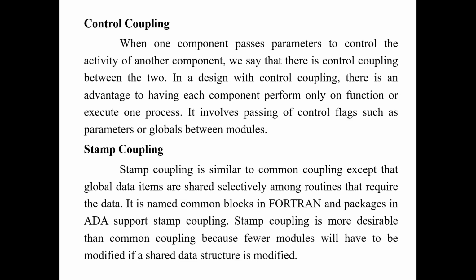And the next one is control coupling. When one component passes parameters to control the activity of another component, we say that there is control coupling between the two. In a design with control coupling, there is an advantage to having each component perform only one function or execute one process. It involves passing of control flags, such as parameters or globals, between two modules.